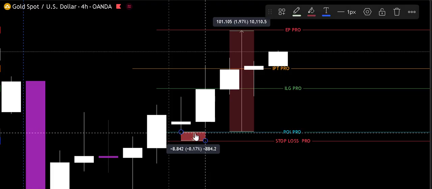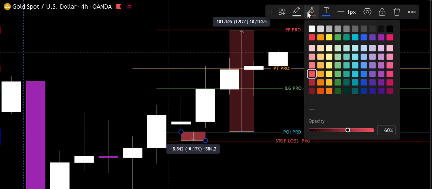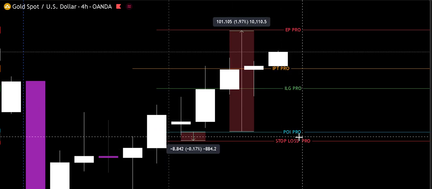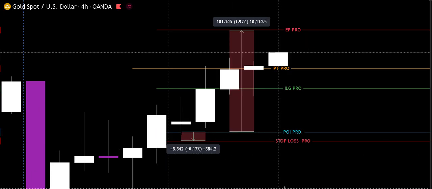Remember that for this entry you are going to use pending orders, not chasing the market. Professionals don't chase the market, okay? They just measure the market, they put. This is the last stage, okay?